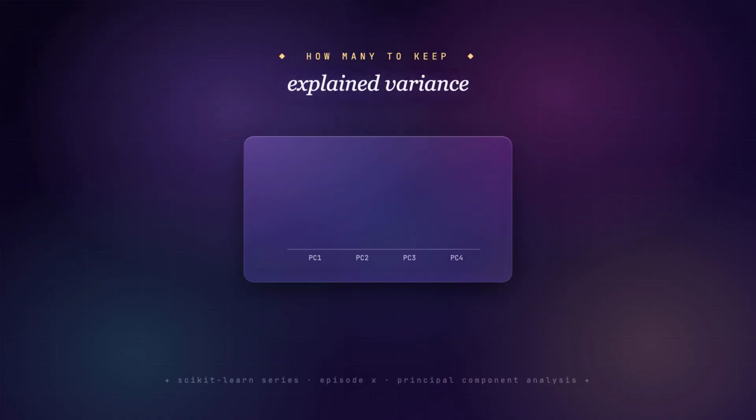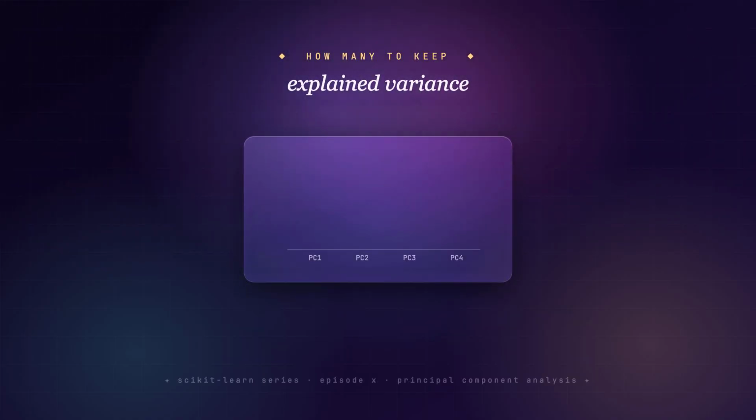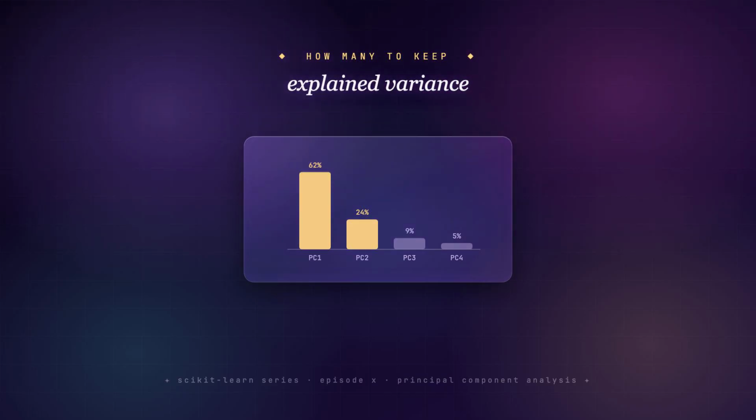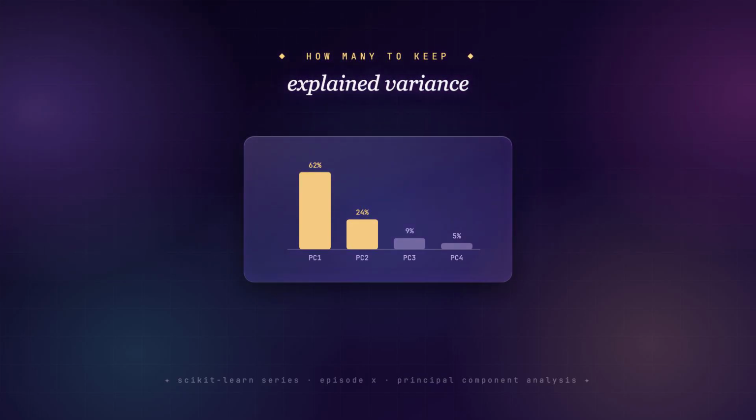How many components should you keep? Each one comes with an explained variance ratio, the fraction of the total spread it captures. You add them up and keep just enough components to cover most of the variance, often 80 or 90%. A handful usually does it.